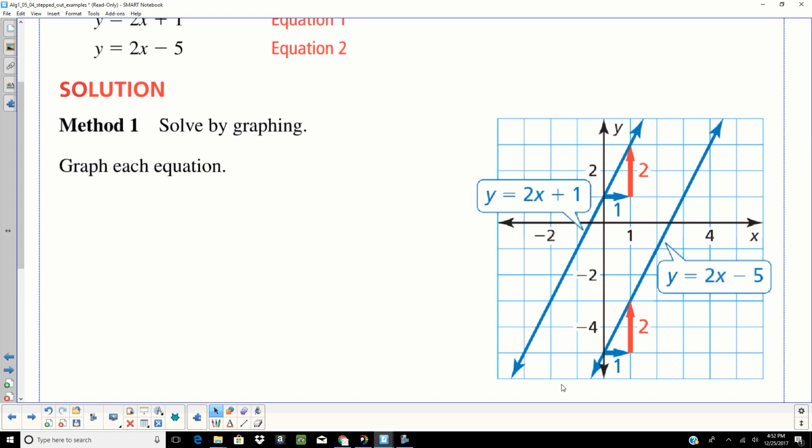And if you were to graph those, they are parallel. They do have the same slope. So they are not going to intersect. So that would be no solution.